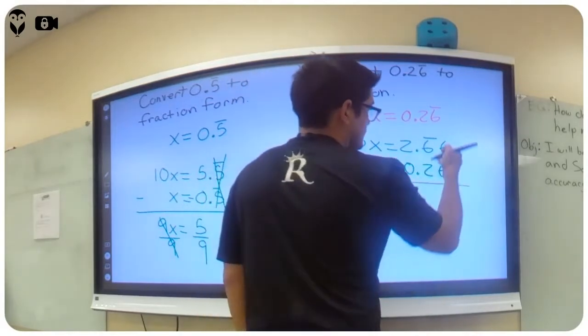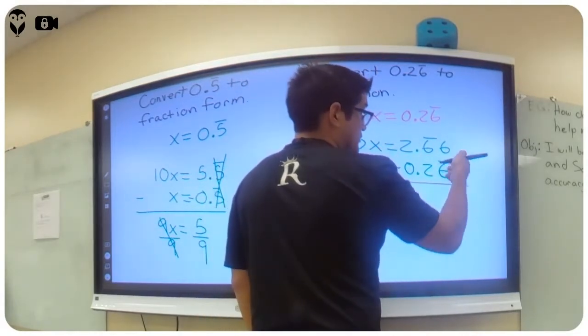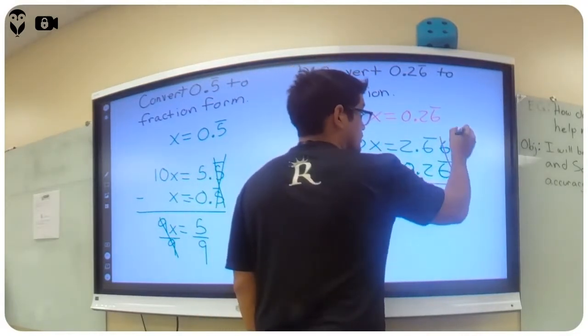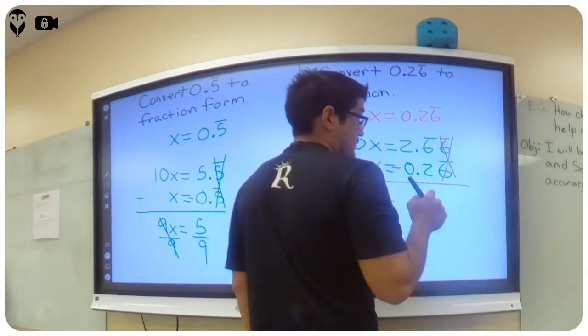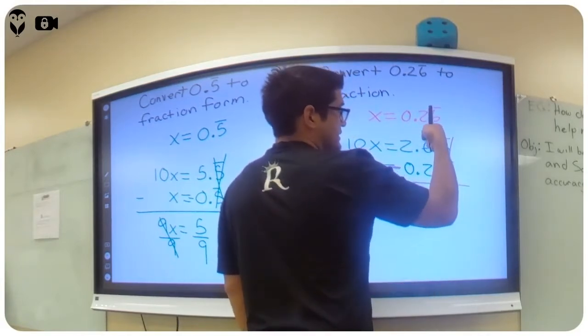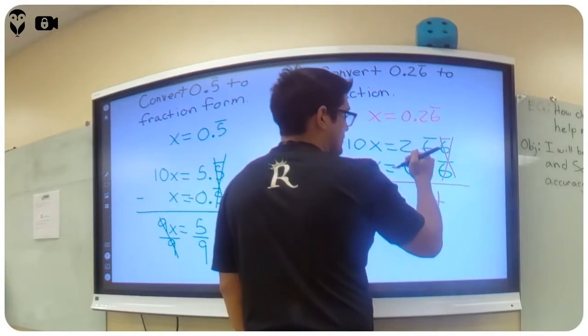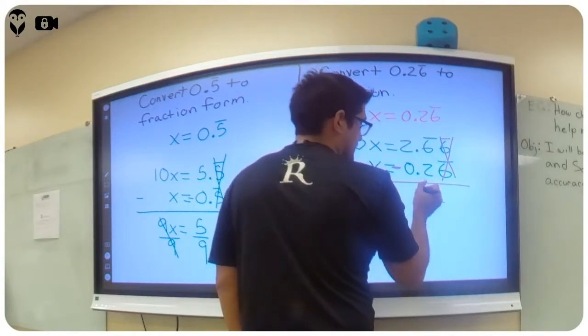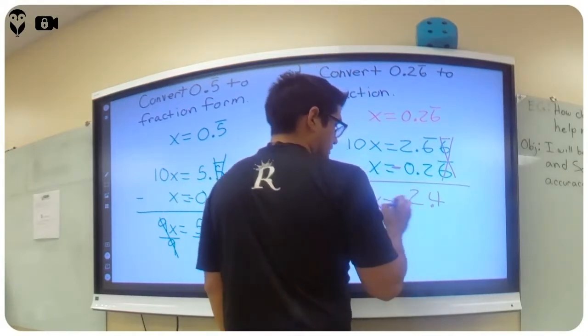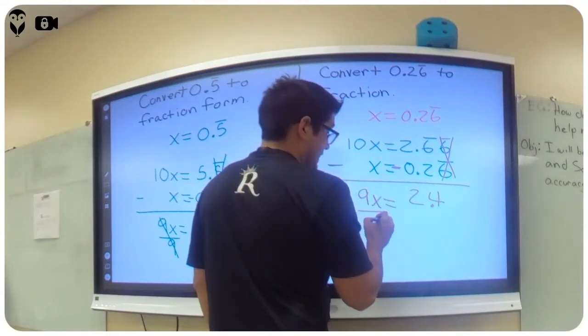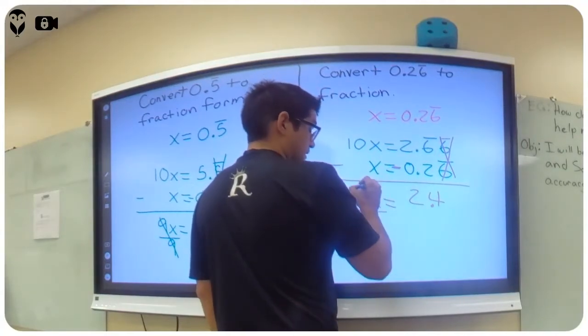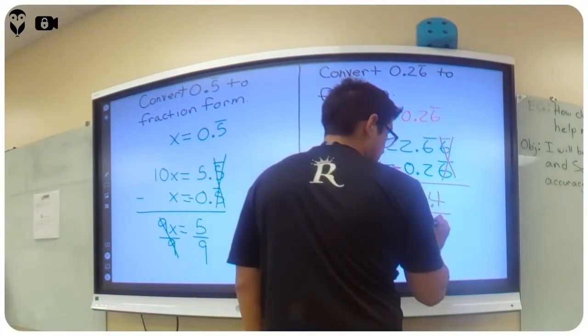Now remember, the 6 is repeated forever, so those are gone. The repeated 6's forever are gone. Now it's just 6 minus 2, which leaves me with 4, and 2 minus 0, which leaves me with just 2. Divided by 9.